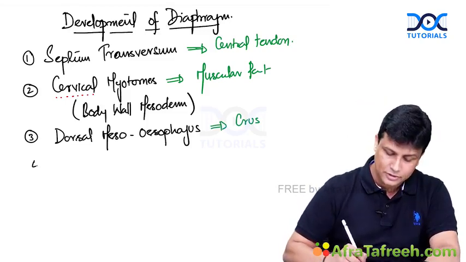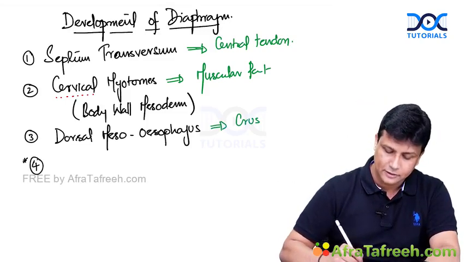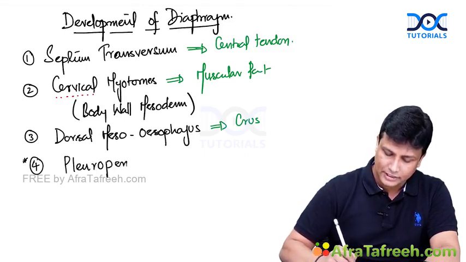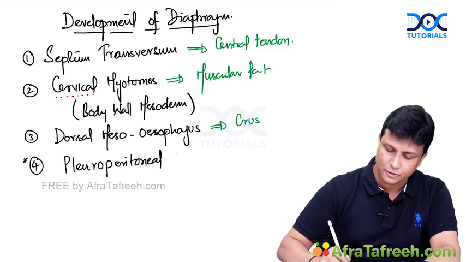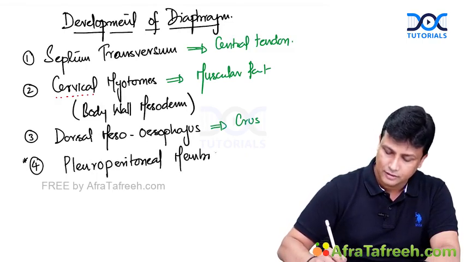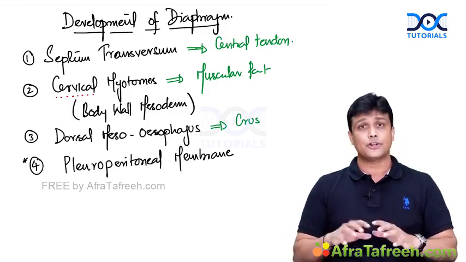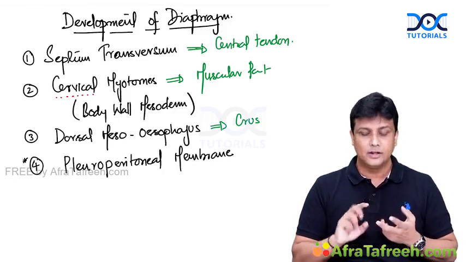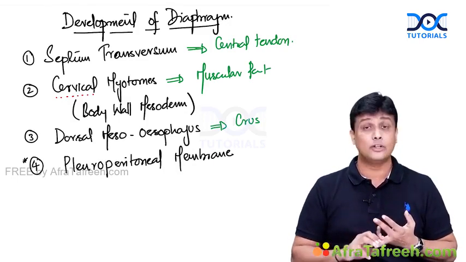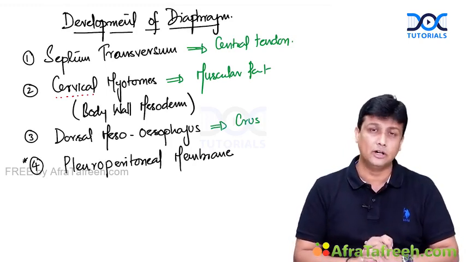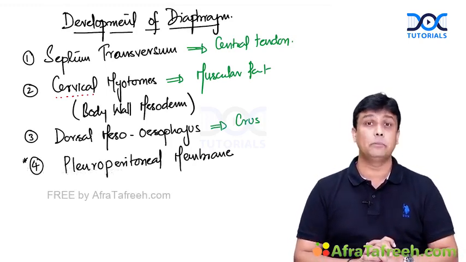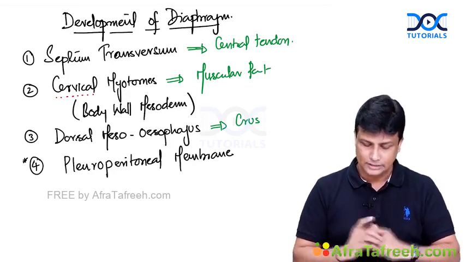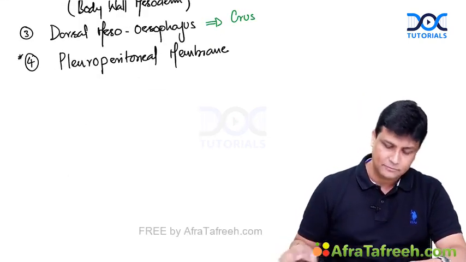And now welcome to the most important one for your exams, that is the pleuroperitoneal membrane. Even the pleuroperitoneal membrane is also one which is going to contribute to the formation of the diaphragm. So there are 4 structures which contribute to the formation of the diaphragm. Number 1, septum transversum. Number 2, the cervical myotomes. Number 3, the dorsal mesoesophagus. And number 4 will be the pleuroperitoneal membrane, and that will be paired. It will be present on both sides, right and left. Paired pleuroperitoneal membrane.